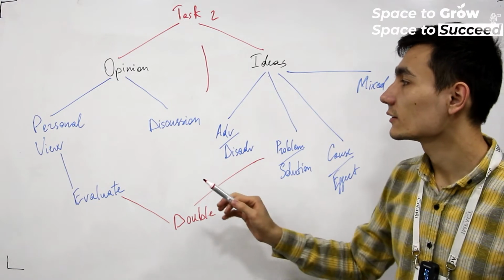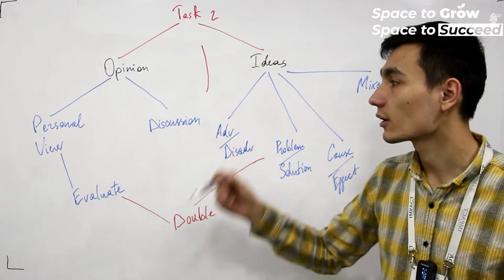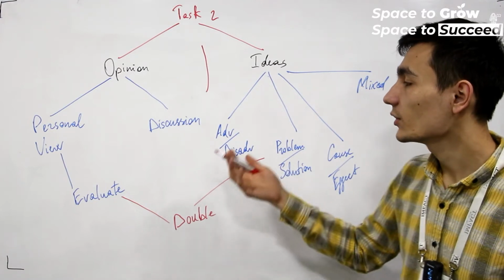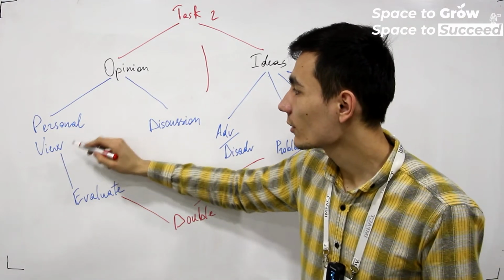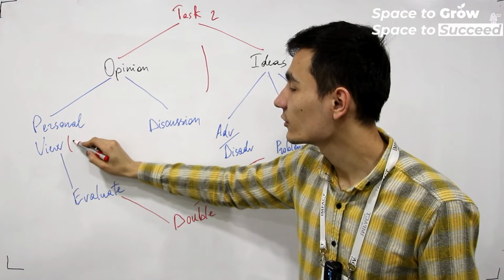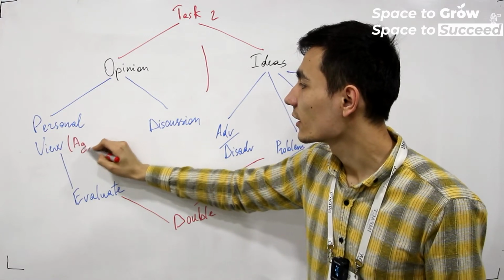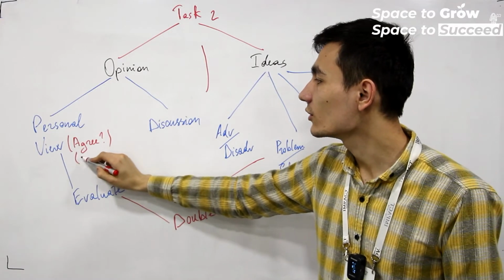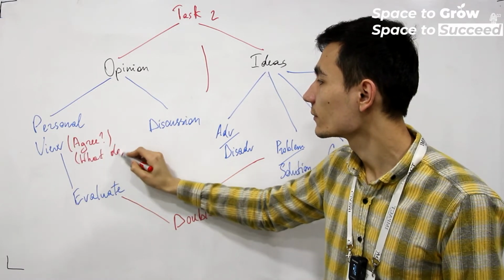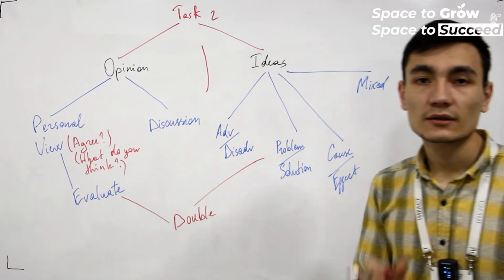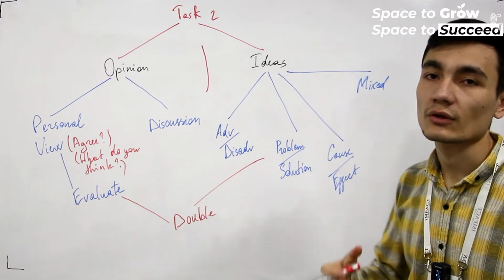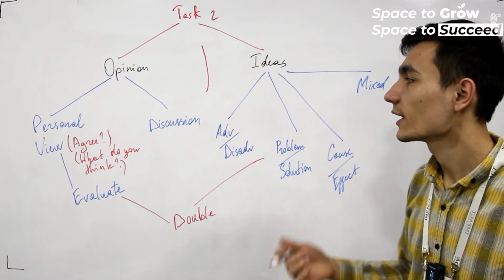Opinion essay is in turn divided into 2 main parts. They are opinion personal view essays and opinion discussion essays. In opinion personal view, the most important questions they're asking are, do you agree or disagree? They just say agree or disagree. Or they ask, what do you think? These are their basic questions. Do you agree or disagree? Or what do you think? Or do you think this happens? Or do you think that happens?